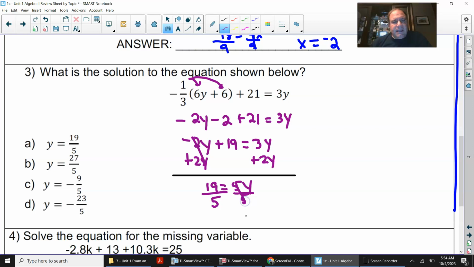And you could leave it like that. This is y equals 19 over 5. That is A. So A is your answer.